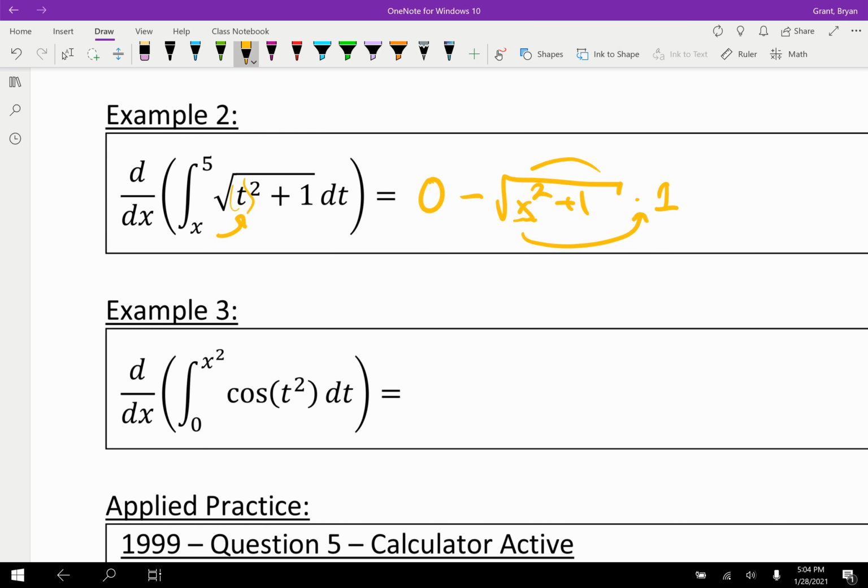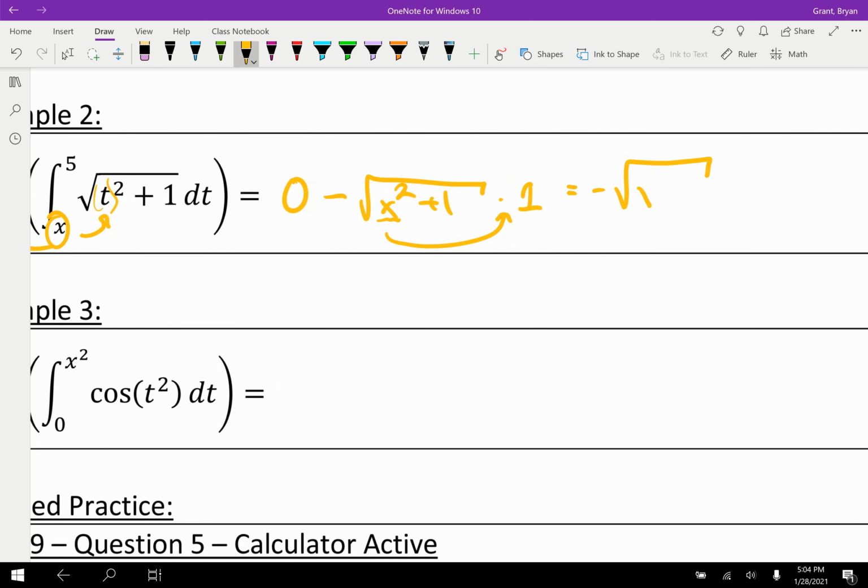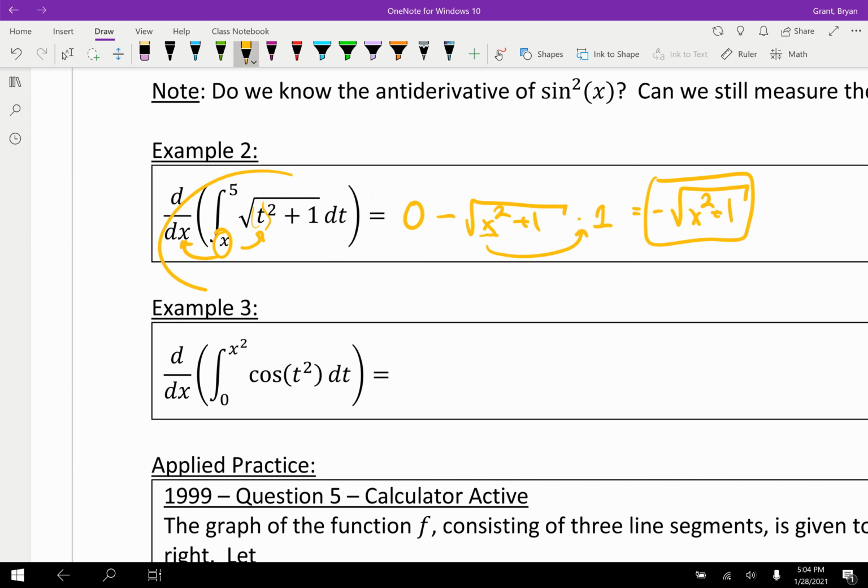I know you're going to be tempted to multiply by 2x or even the derivative of all of this, but it's just this guy that we're taking the derivative of. And so this becomes negative x squared plus 1. And you might have even been able to get from here over here even faster if you just realized this was the only variable. It was on the bottom, so it's going to be negative.